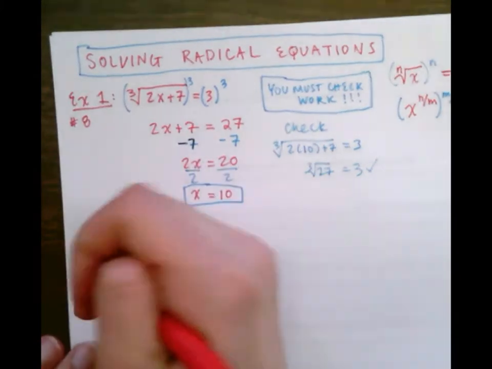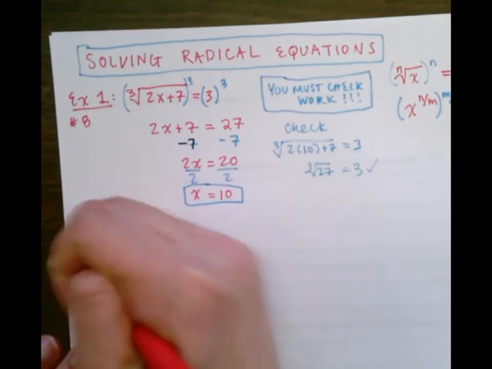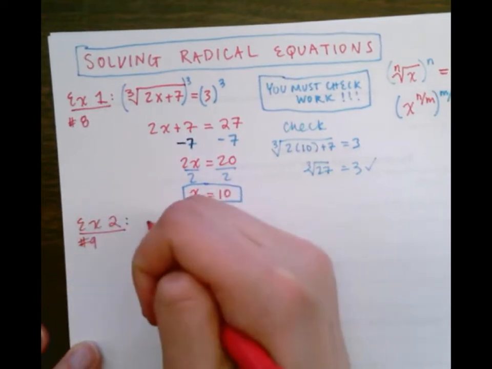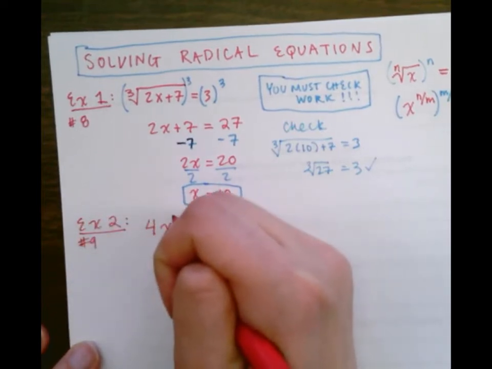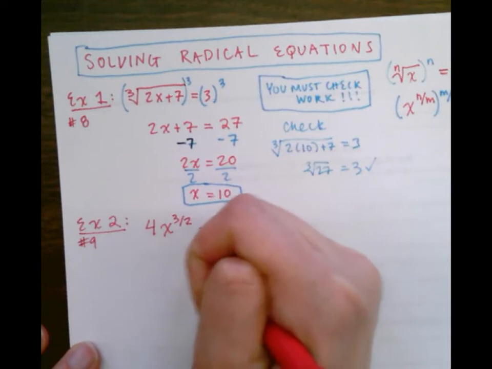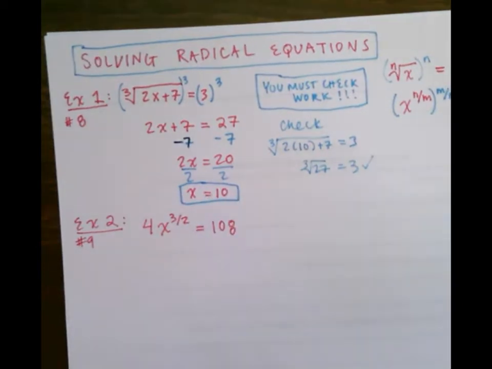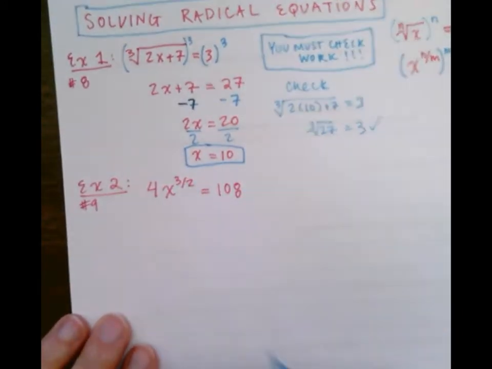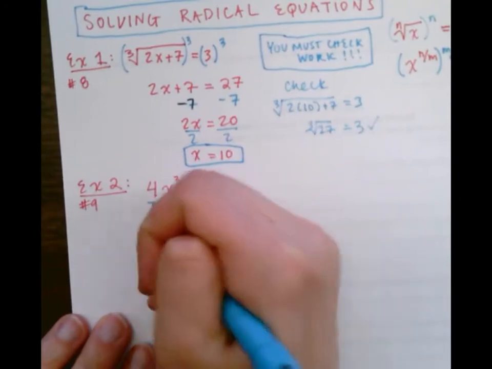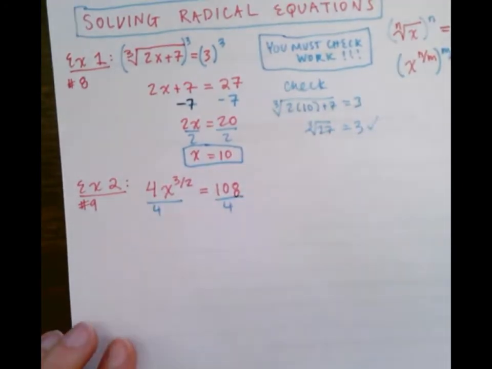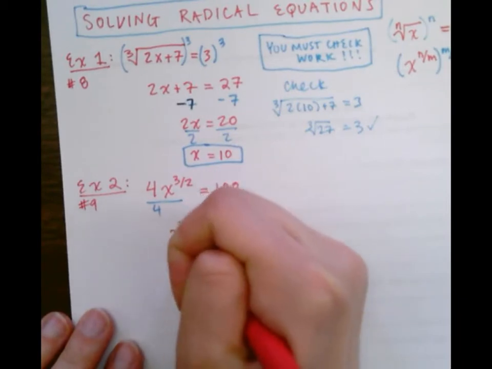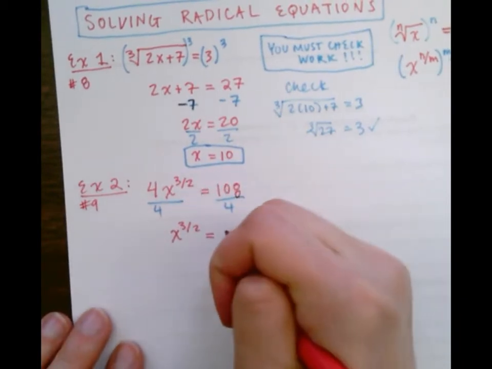So let's look at the next problem. I'm calling this example 2. It is number 9 on the worksheet. It says 4x to the 3/2 is equal to 108. Before I go about trying to cancel out the 3/2, I need to get the rational exponent by itself. Right now there's this 4 out front. So the first thing I'm going to do is divide out by that 4. Now I have x to the 3/2 is equal to 27.